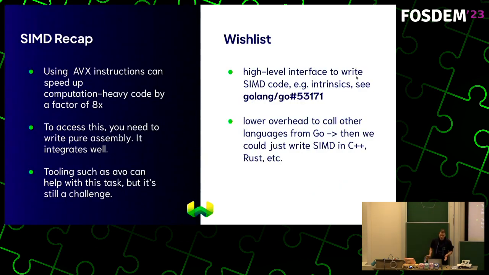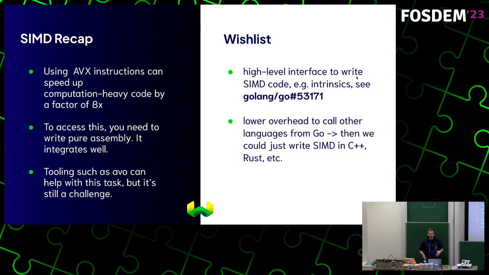So SIMD, recap. Using AVX instructions or other SIMD instructions, you can basically trick your CPU into doing more work for free. But you also need to trick Go into using assembly. With tooling such as Avo, it can be better, but it would be even nicer if the language had some sort of support for it.